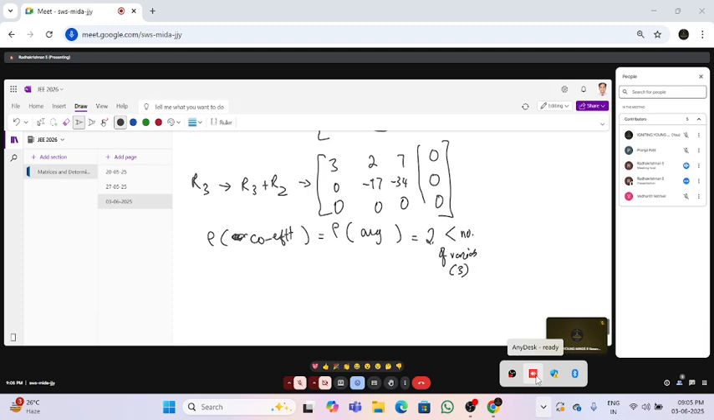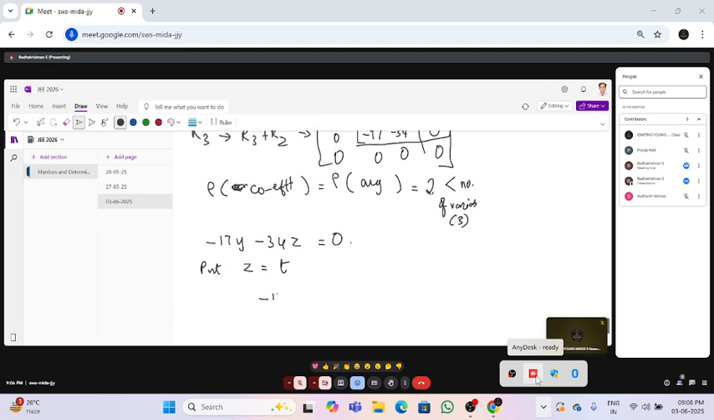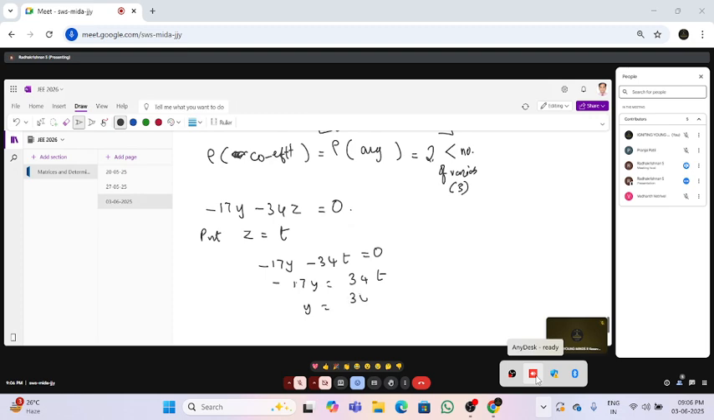Okay. So how do you determine those infinite solutions? You look at this equation: minus 17y minus 34z equal to 0, right? So you put z equal to any random value. Let us say z equal to t, some parameter. If you put z equal to t, then minus 17y minus 34t equal to 0. So minus 17y equal to 34t, so y equal to 34t by minus 17, equal to minus 2t. So z equal to t, y equal to minus 2t.